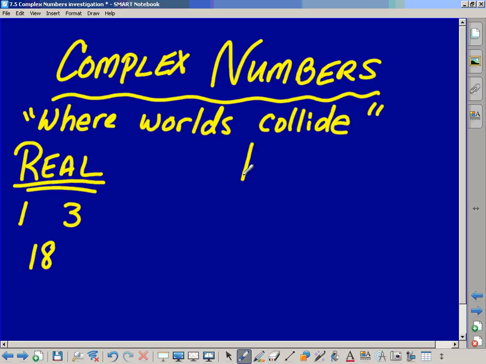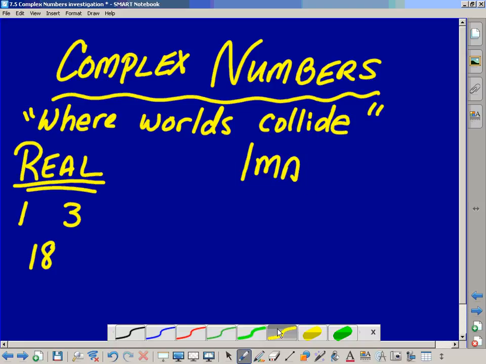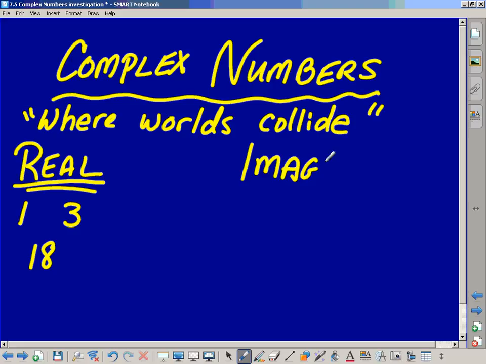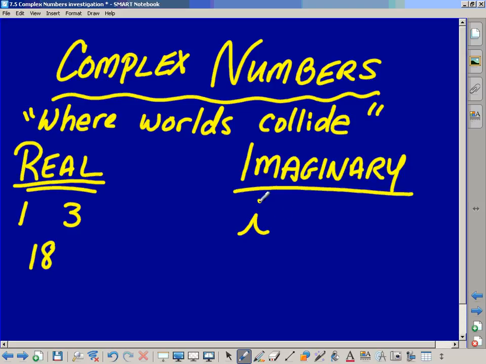When we look at the other world that's going to collide today, it's the imaginary number system. And the imaginary number system, we just sort of scratched the surface today in class. It's all based on the unit i, with i standing for the square root of -1. With that imaginary number system, we can now find the square root of something like -4.